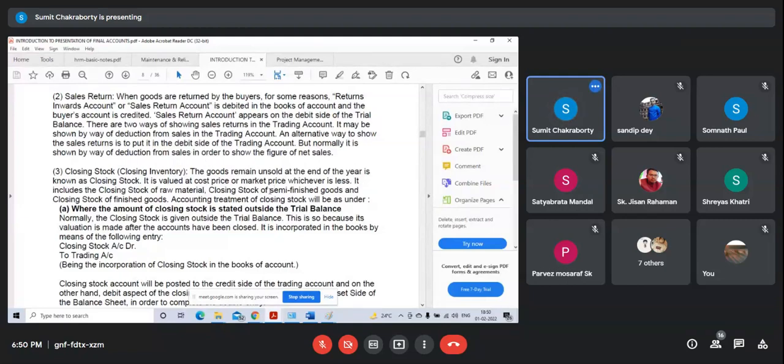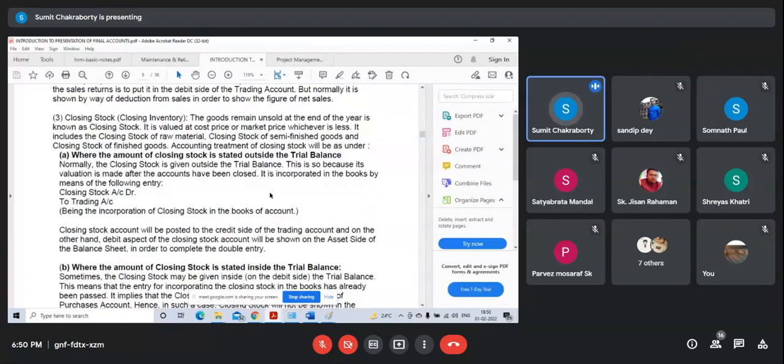Closing stock. If goods remain unsold at the year end, it is known as closing stock. It is valued at cost price or market price, whichever is less. It includes the closing stock of raw material, closing stock of semi-finished goods, and closing stock of finished goods.